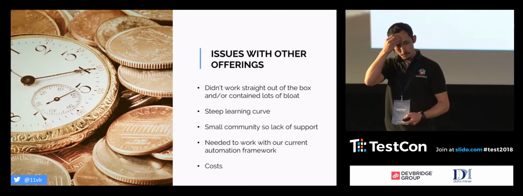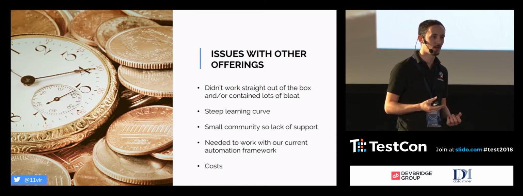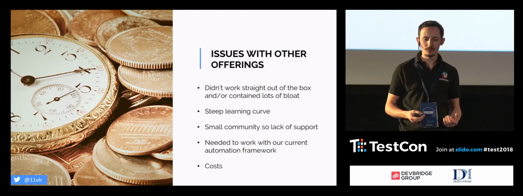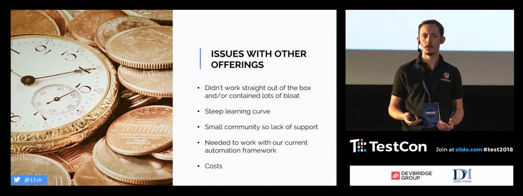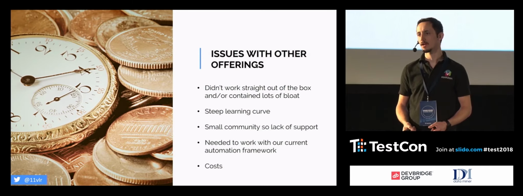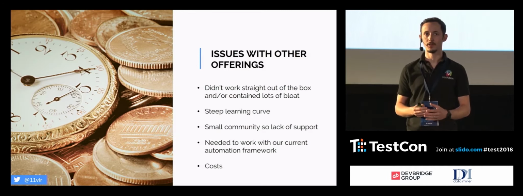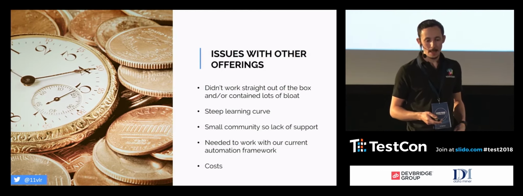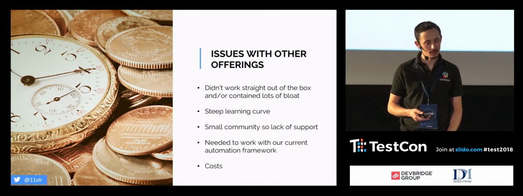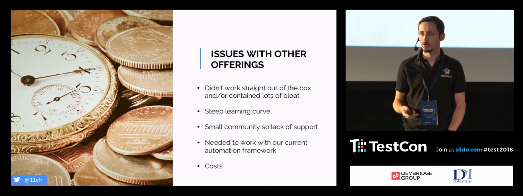So the issues with other offerings for us was that they didn't work straight out of the box. There's a massive learning curve, especially for people still trying to get onto test automation. Small community, so visual testing, it's been around a while, but only now it seems to be picking up momentum. And it needed to work with our current framework, because we'd invested so much time in the UI framework with Selenium. We needed it to just piggyback off the back of it, really, and not have to be another steep learning curve for testers. And costs. We're still trying to get buy-in from the business. I've been working on this for probably 14 months. And it's still trying to prove its value before we start to look at things like Applitools.